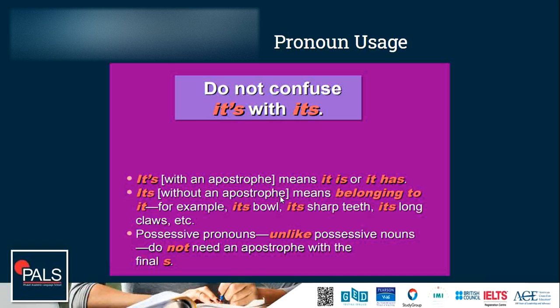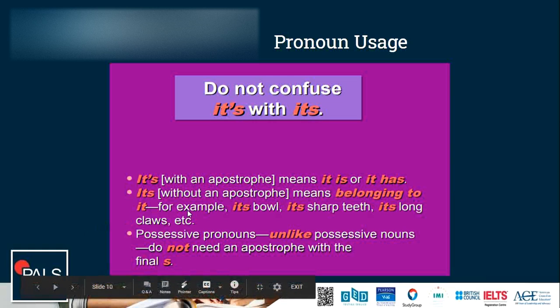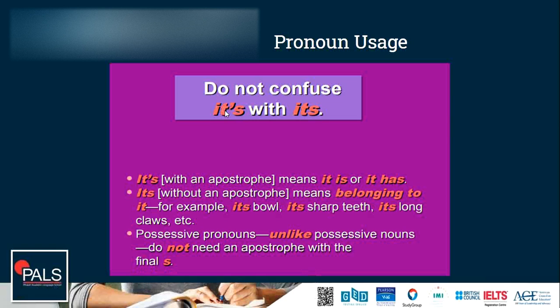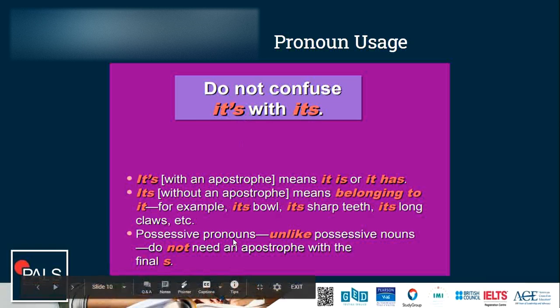Its without an apostrophe means belonging to. It's a possessive form, a possessive pronoun. For example, its bowl, its sharp teeth, its long claws, etc. Its is serving as a possessive pronoun, while it's with an apostrophe is considered as a contraction. So possessive pronouns, unlike possessive nouns, do not need an apostrophe with the final S.